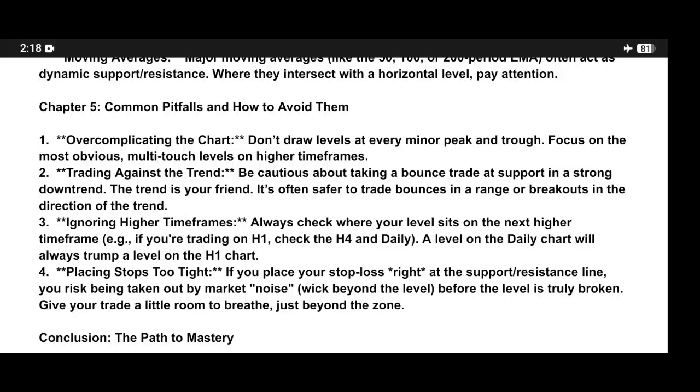It is often safer to trade bounces in a range or breakouts in the direction of the trend. Number three is this: ignoring higher time frame. These are the common mistakes. Always check where your level sits on the next higher time frame. Example: if you are trading on 1 hour, check the 4 hour and the daily. A level on the daily chart will always trump a level on the 1 hour chart.